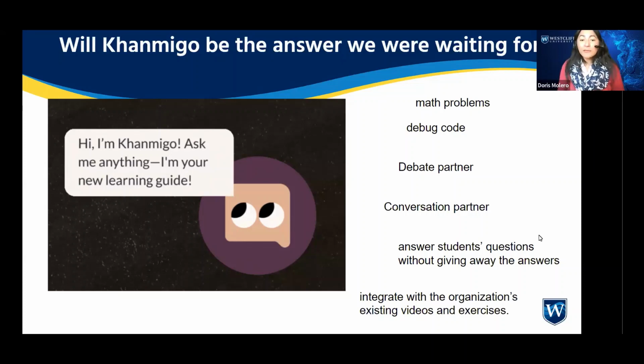Khan shows how the chatbot Khanmigo can guide a student through math problems, help debug code, serve as a debate partner, and even engage in conversations in the voice of literary characters like Hamlet and Jay Gatsby. For language learning, role playing is really important. Khan Academy's approach is designed to answer students' questions without giving away the answers, and to integrate them with the organization's existing videos and exercises.